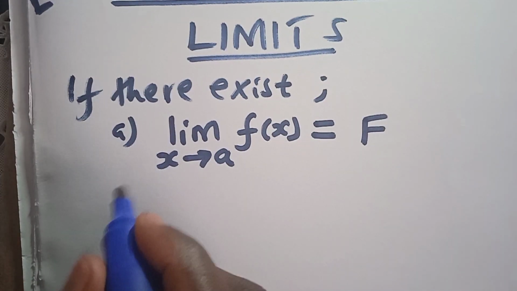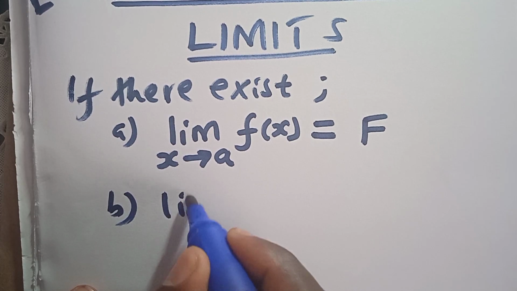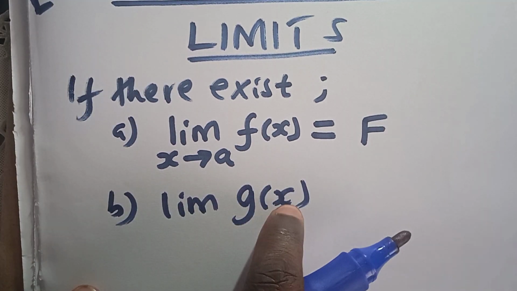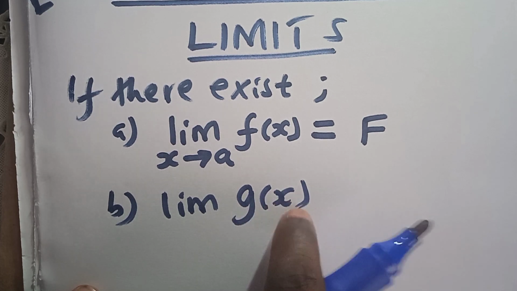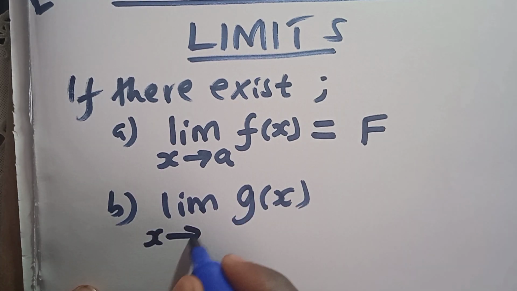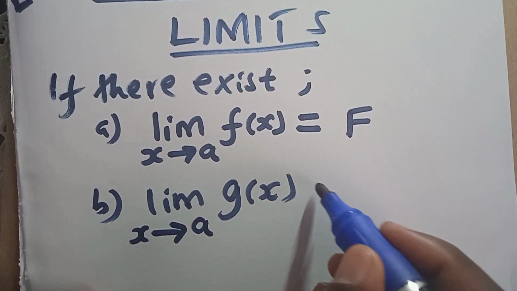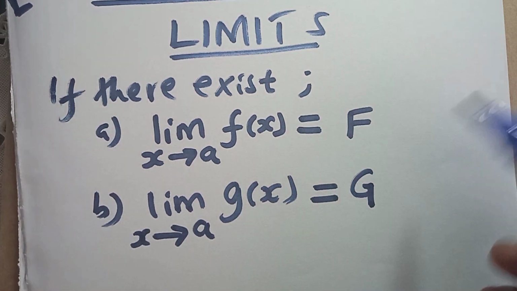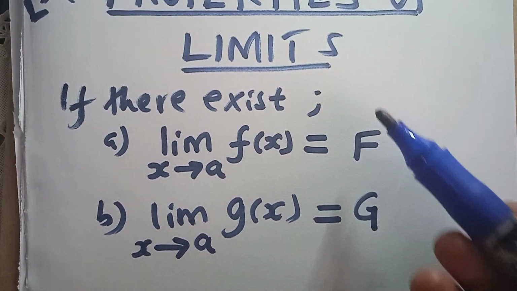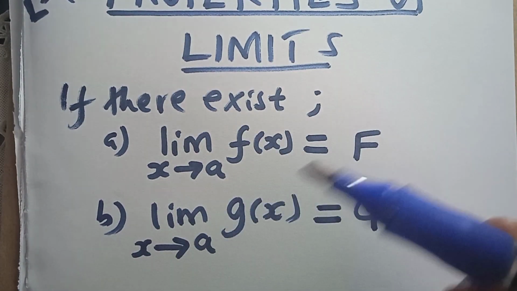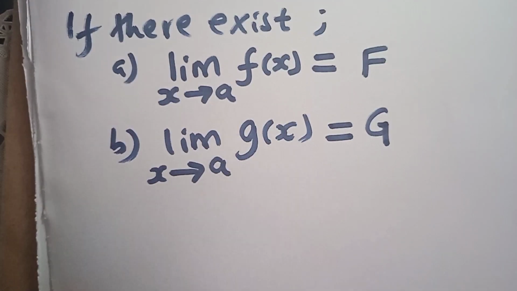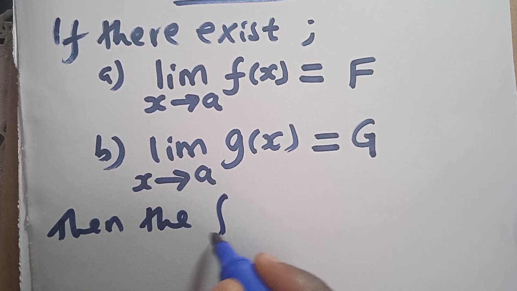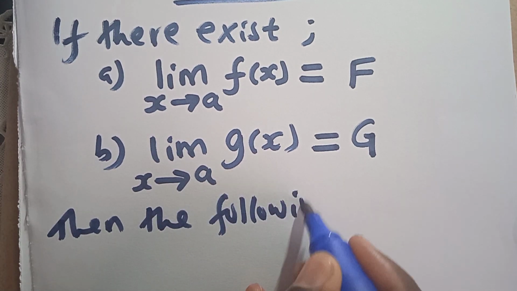Then you're also going to consider a second one, maybe the limit of g of x. g of x is another function of x, as x tends to the same a. We can say that the value of this limit, let's say it is g. So with these two, if these limits exist, because it is possible a limit may fail to exist, the following properties hold.